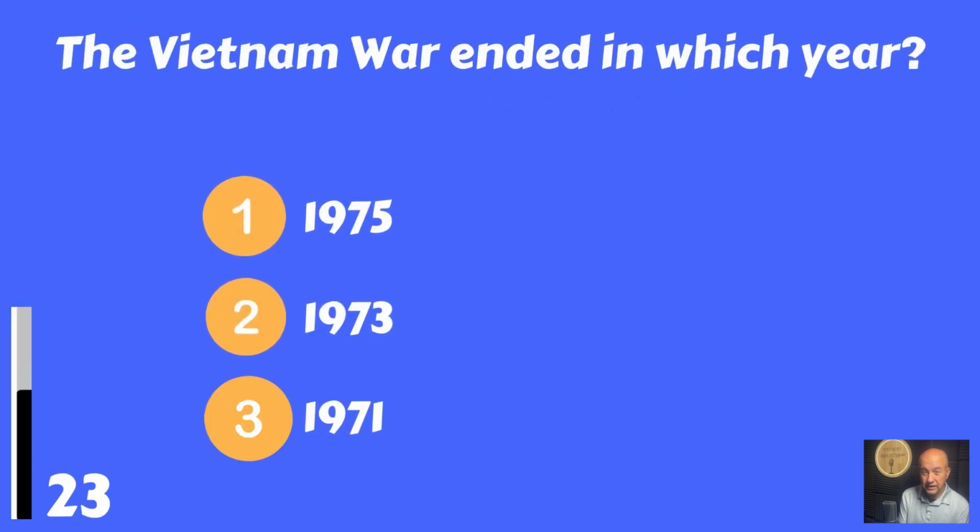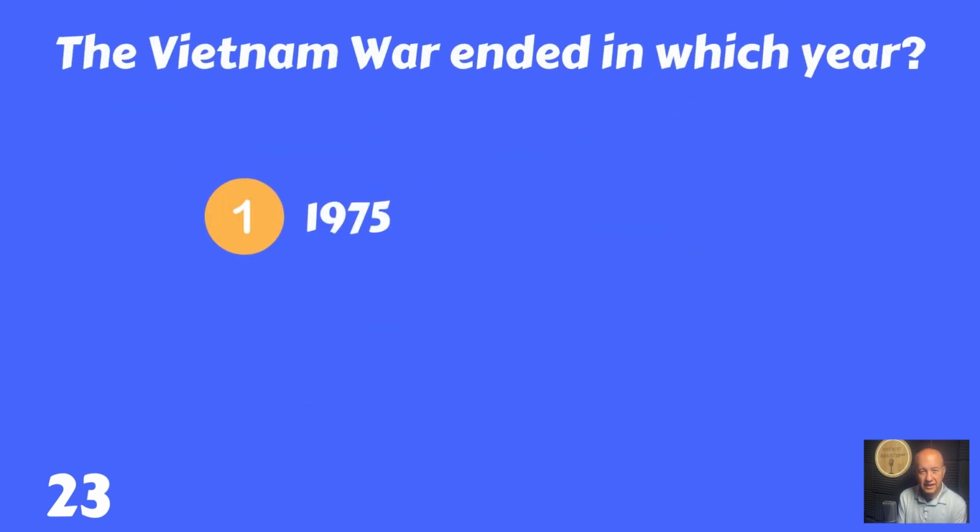The Vietnam War ended in which year? Was it 1975, 1973, or 1971? The Vietnam War ended in 1975.